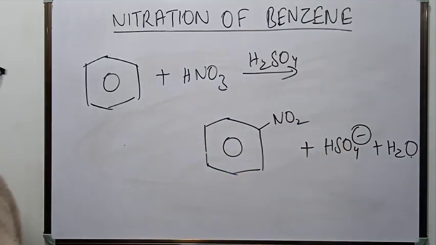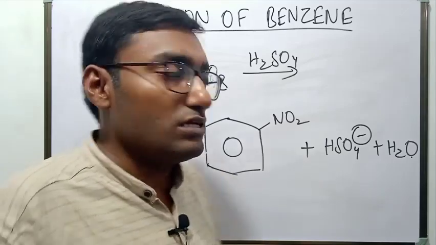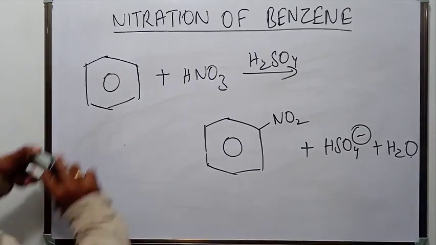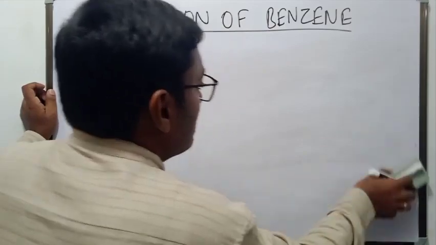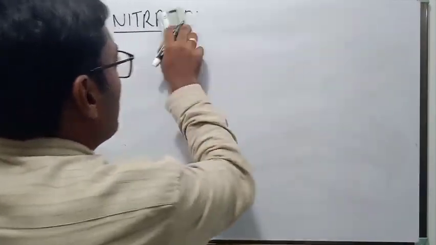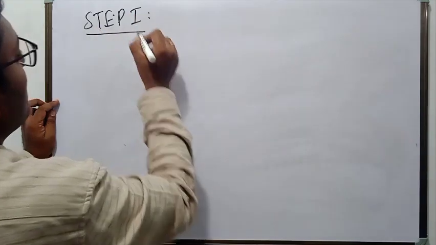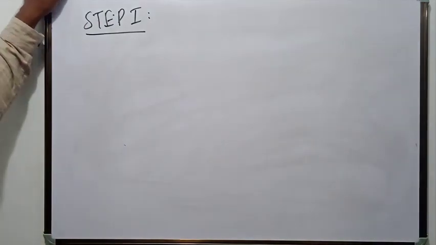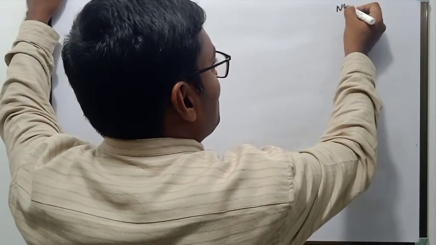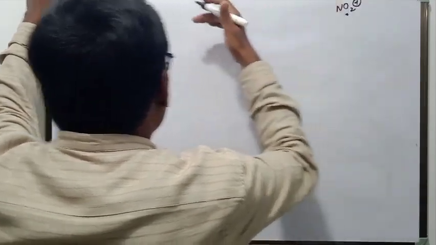Let us now see the mechanism of how this reaction proceeds. As it is an electrophilic aromatic substitution reaction, it is made up of 3 steps. Step 1 is, do you remember who is the problem maker here? Yes, you are right. It is the electrophile. And who is the electrophile here? Yes, NO2 plus. So the electrophile has to take birth to create the problem. So that is what we are going to see here.